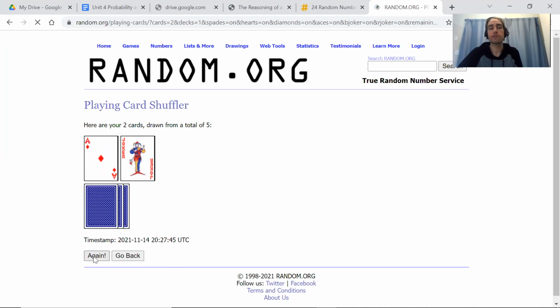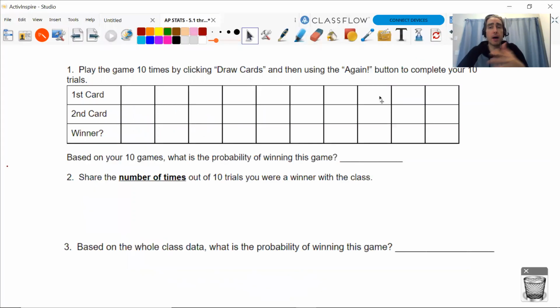Not the same. 3 out of 7, not the same. 3 out of 8, not the same. 3 out of 9, and not the same. So 3 out of 10. So in my scenario, now you're going to have different results if you do this on your own. I'm not really concerned about what the first or second card is, but in my results, I got out of 10 trials, 3 out of 10 were a winner.